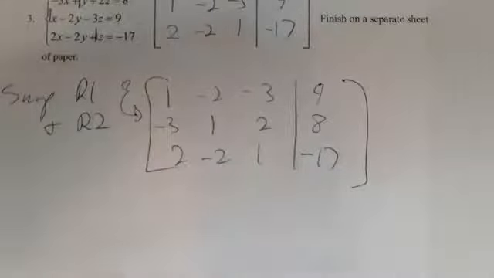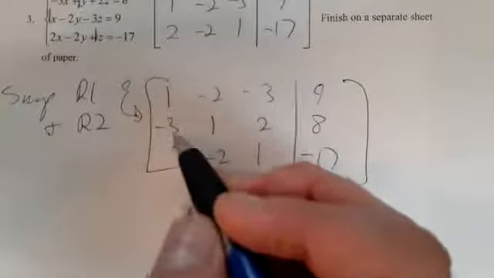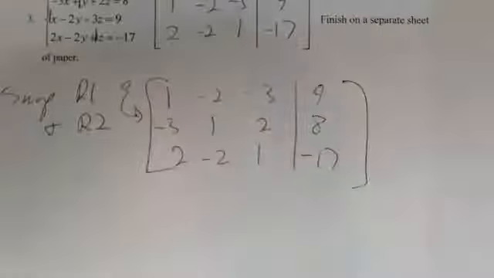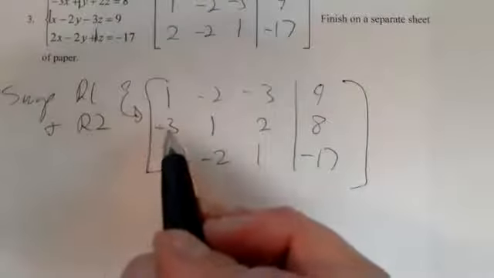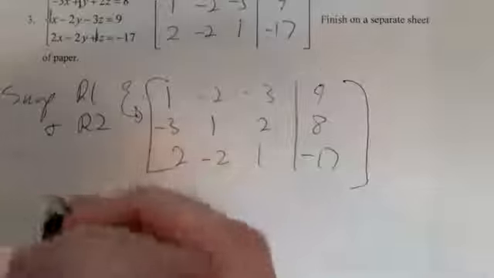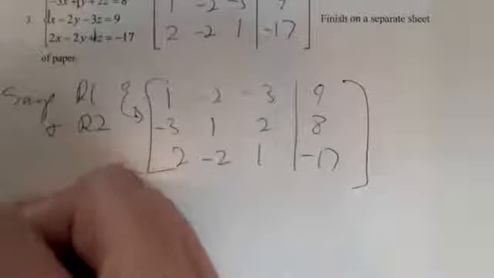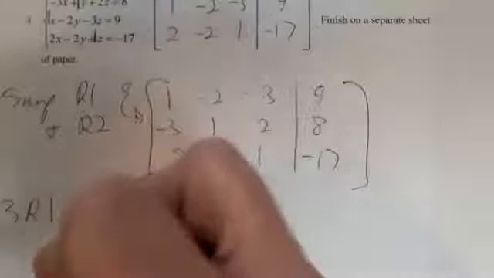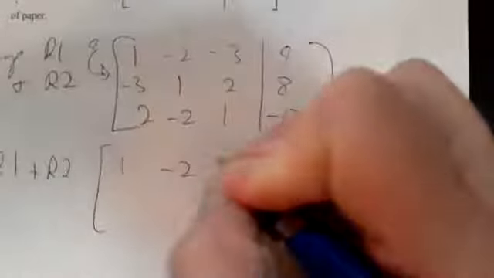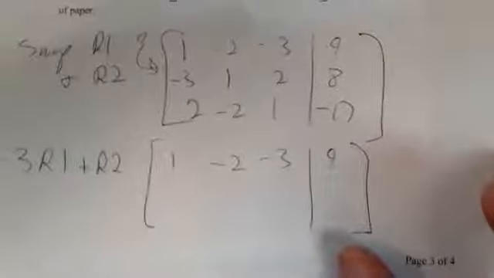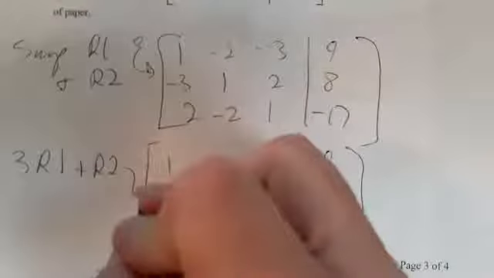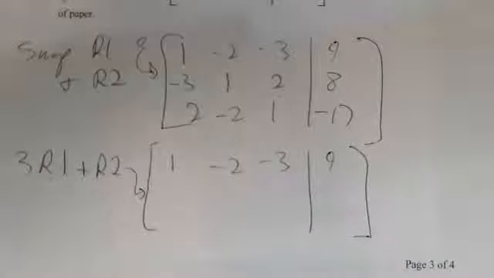The next thing is I want to get zeros below it. So I want to get a 0 here. I want to get a 0 here. So if I look at row 2, that is a -3. I'm thinking, what do I have to add to -3 to get to 0? So I have to add a +3. I want to do 3 times row 1 and add it to row 2.